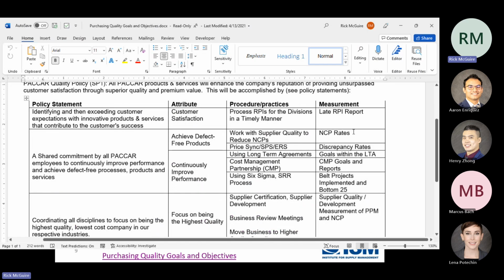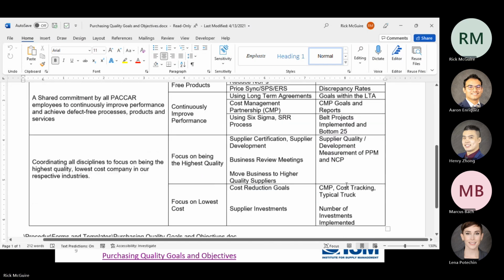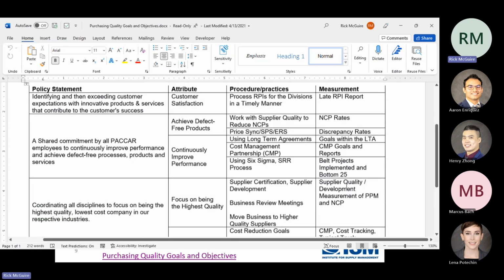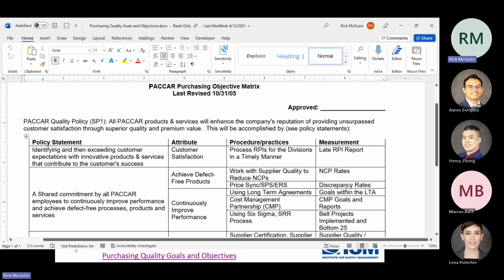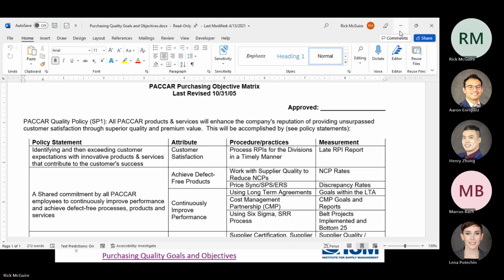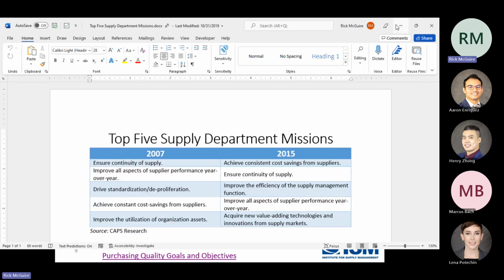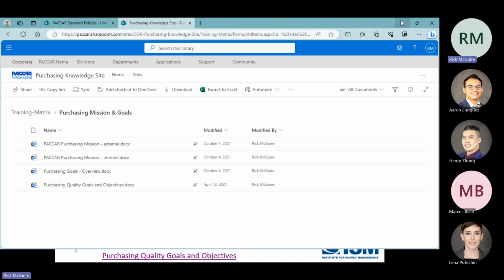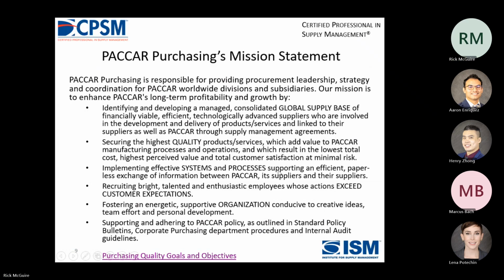Policy, attribute, measurement. And this is pretty old again, too. This is from like 2007, 8, somewhere in that neighborhood. Well, 2005. I think that's the last time we did any work on the purchasing side of things. But you can have a mission statement for the department, but it's got to support the company's mission.